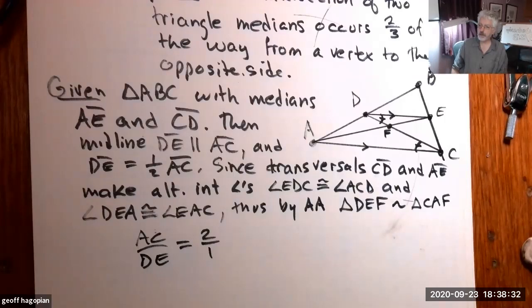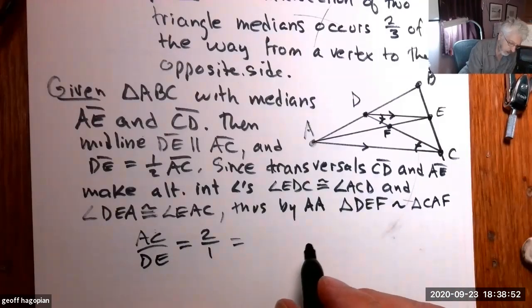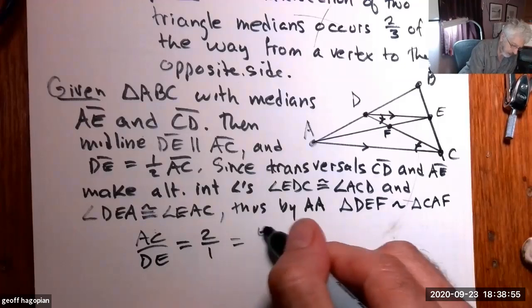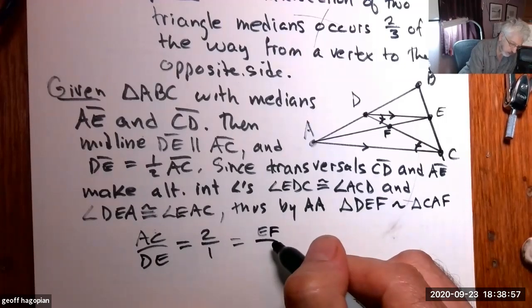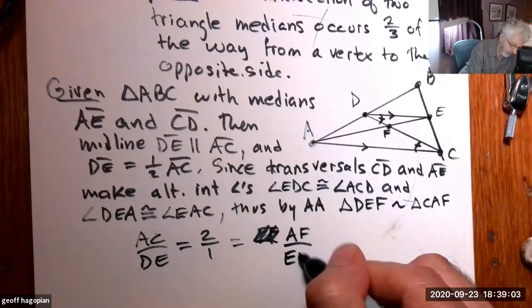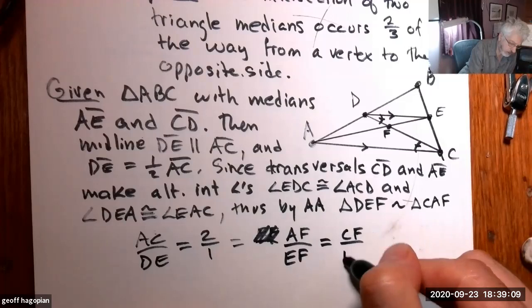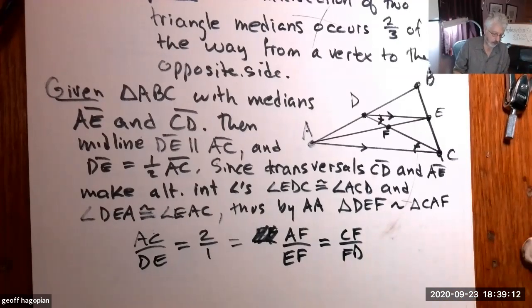Did I do that wrong? I did that wrong. I got it upside down, don't I? No, I don't. I have it right. AC is twice as long as DE, right? Okay. I don't know why I thought it was wrong. All right. And so that means what else is true? Well, all the other sides are in the same proportion, right? In particular, you see it happening here? AF is going to be twice as long as EF. And CF is going to be twice as long as FD. And that's kind of what we want to show, right?